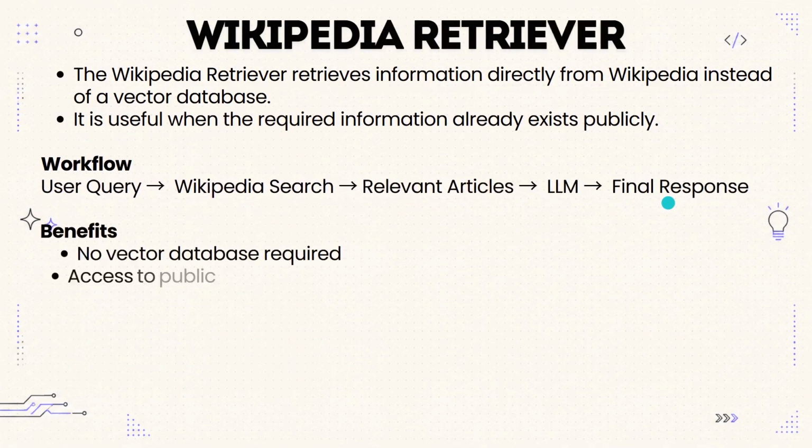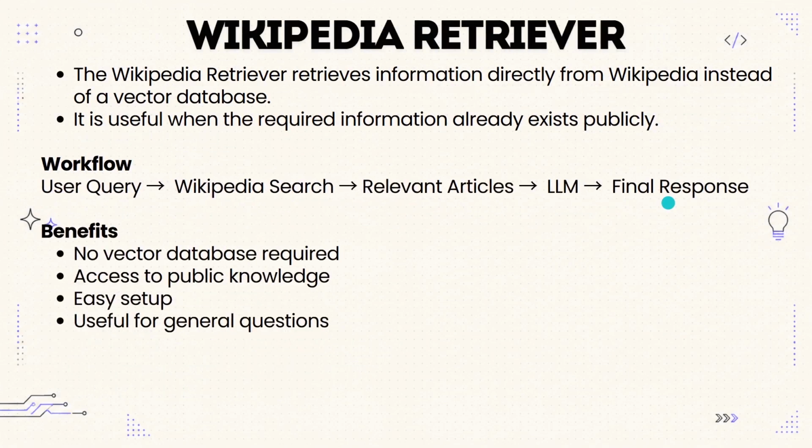So now comes the Wikipedia Retriever. Sometimes your knowledge doesn't exist inside your own database and instead it's publicly available. For example, suppose a user asks who invented the World Wide Web. Instead of maintaining your own encyclopedia, LangChain can directly retrieve information from Wikipedia. The Wikipedia Retriever searches Wikipedia, finds the relevant article and sends it to the LLM, and it gives you the most relevant information.